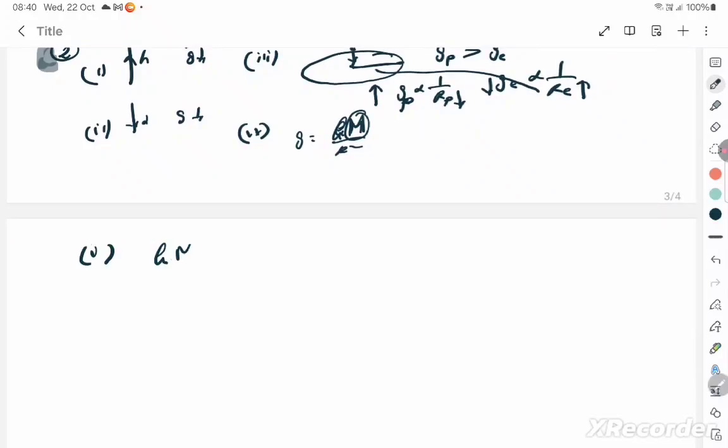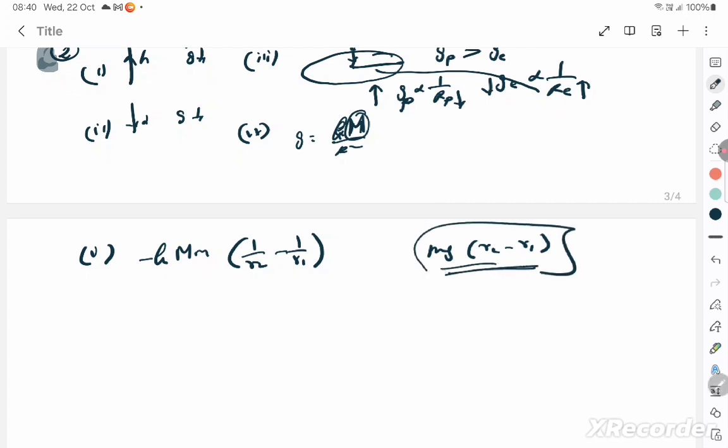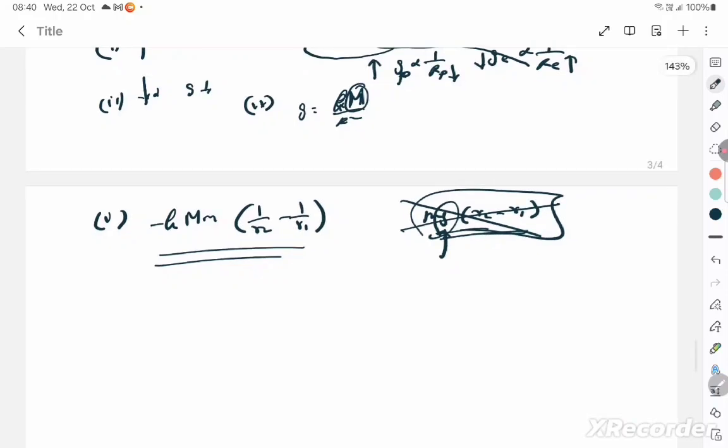You always take negative G capital M small m into 1 by r2 minus 1 by r1 to calculate the gravitational potential energy. We don't prefer to use the formula mgr2 minus mgr1. That is, mgh is the potential energy, but you can't use that here because small g varies from place to place and height to height. So the best formula to use is only this and not that. That's the explanation for this question. Let's go to the next.